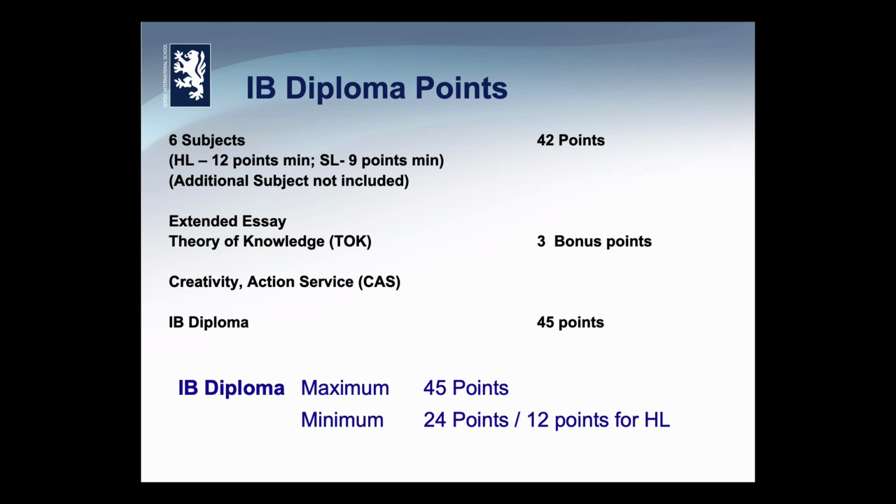In addition, the extended essay and theory of knowledge assessments are combined together in something called the IB matrix, which students will be introduced to next year, which allows them to attain a potential 3 extra bonus points on top of their subject points, giving the total of 45 points possible top score. And we've had a few students achieve this in the past in the school.